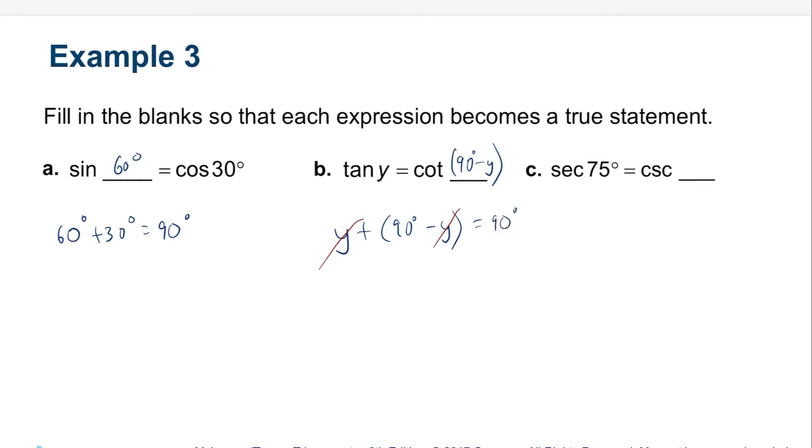All right, and now secant and cosecant are also cofunctions, and the complement of 75 would be 15. 75 plus 15 is 90. So that's how those work.